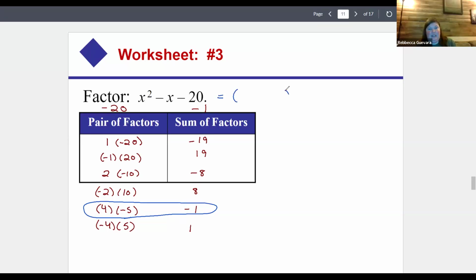So this would end up breaking into x plus 4, x minus 5.